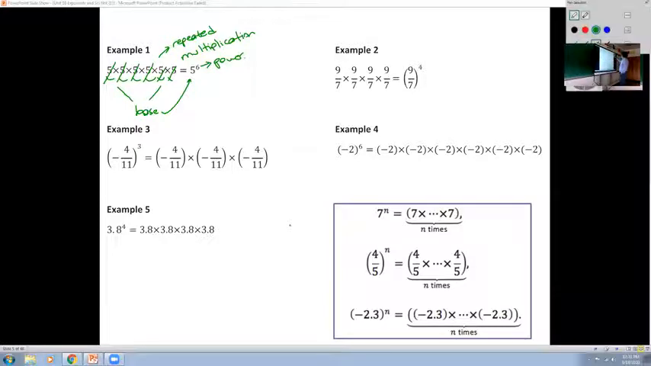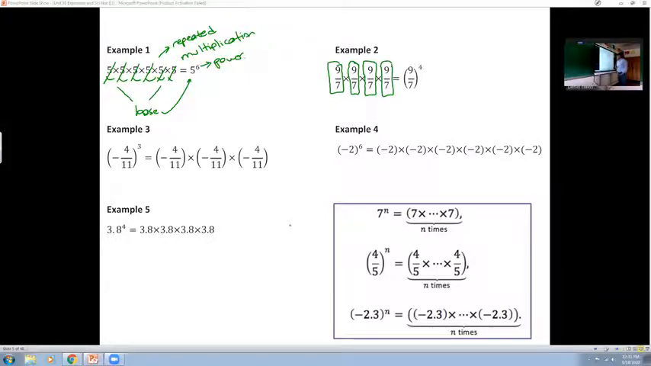Let's move on to example 2. You see that 9 over 7, I see the same number here, 9 over 7, and here, 9 over 7. It is the same number, right? So we have to put this number as the base because it is the number being repeated. And how many times? 1, 2, 3, 4 times. So the power should be 4. Okay, so this is also done.